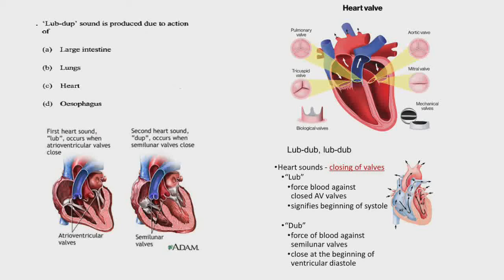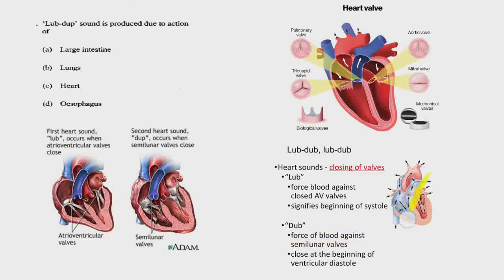Now why does this lub dub sound even come? The heart sounds are due to the closing of valves. The valves close to prevent the backflow of the blood. So the lub sound comes from the force of blood against the closed AV valve. This AV valve, you can see in the diagram, is between the atrium and the ventricle. That's why it is called the atrioventricular valve. It signifies the beginning of the systole. Systole is contraction.